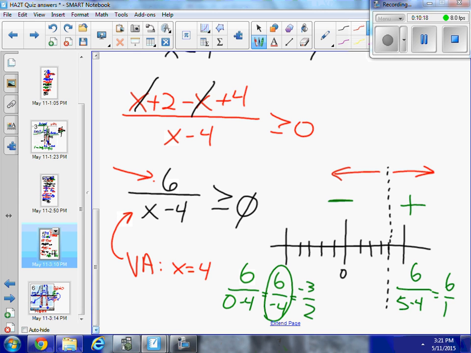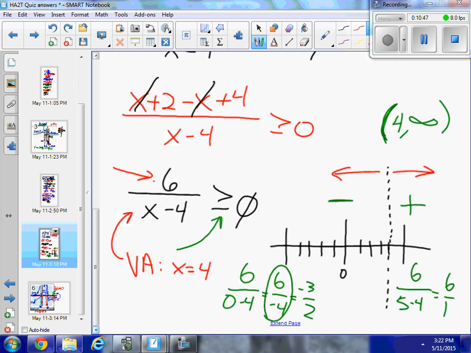What is my inequality asking for? It's saying, where is it greater than or equal to 0? Well, it's going to be in this interval here, the interval from 4 to infinity. And 4 is not included because 4 is not equal to 0. 4 is an asymptote, and asymptotes are never included. So that's why it has the parentheses.